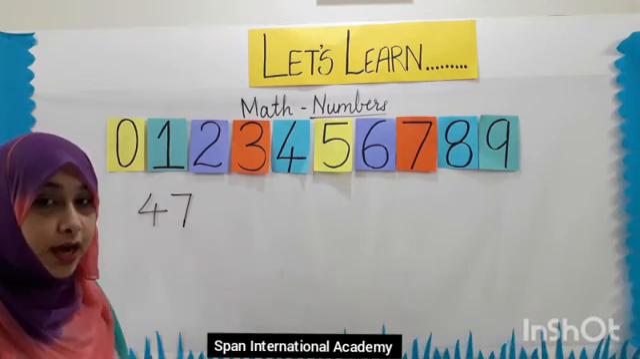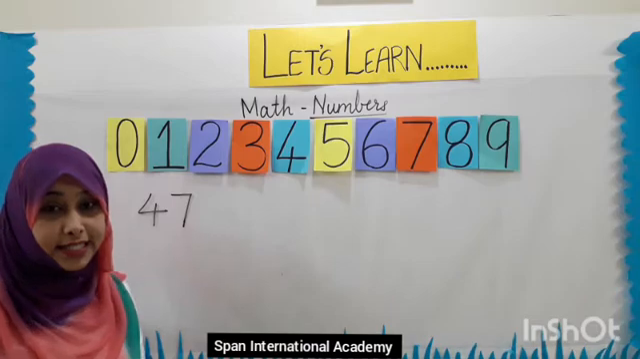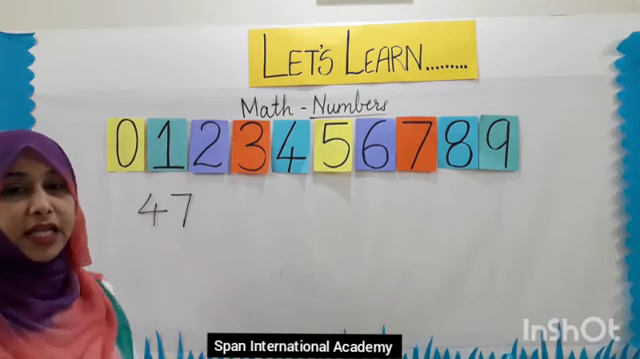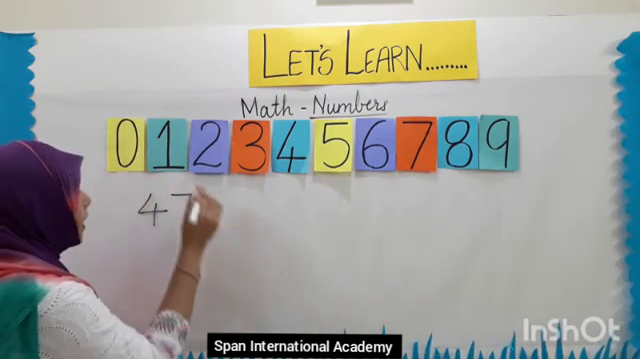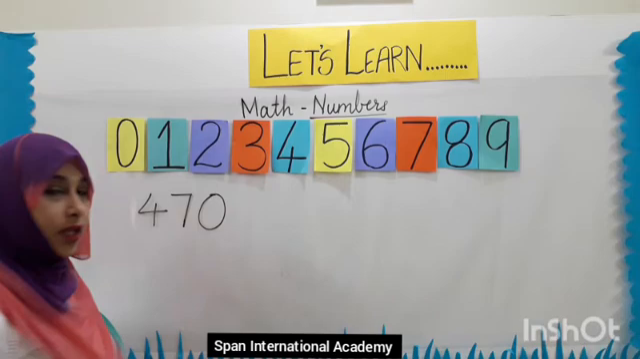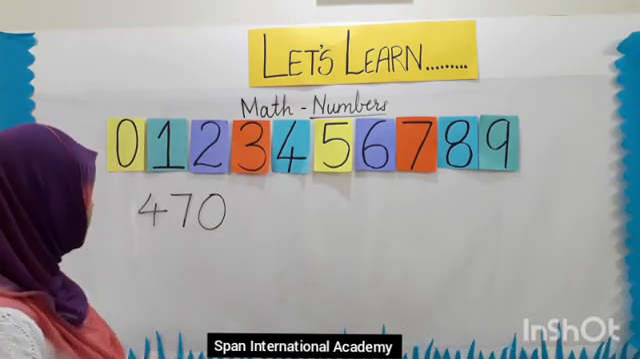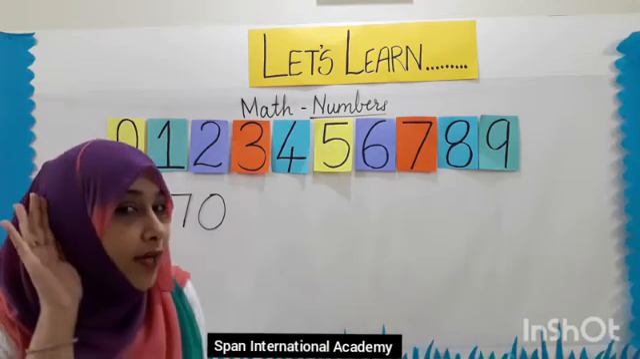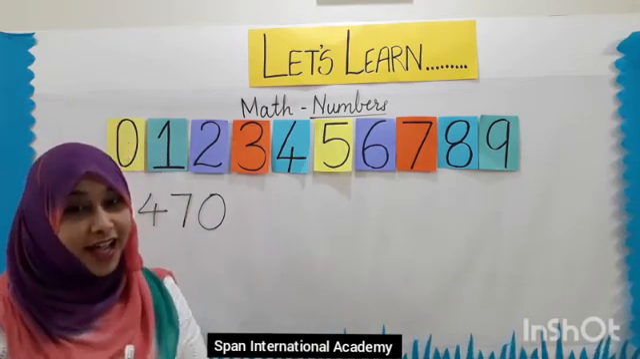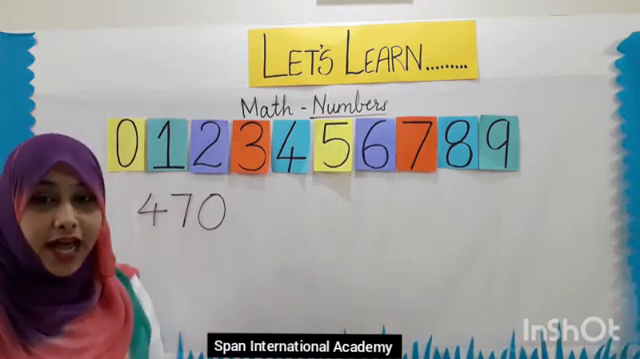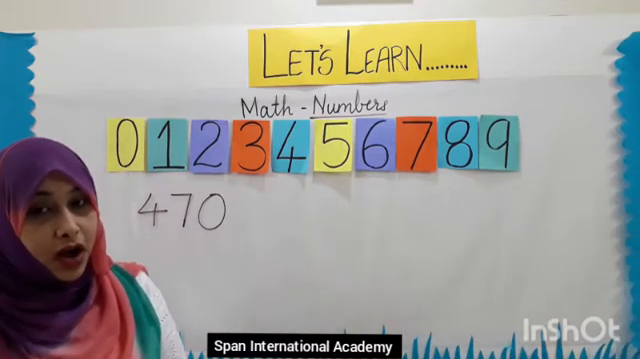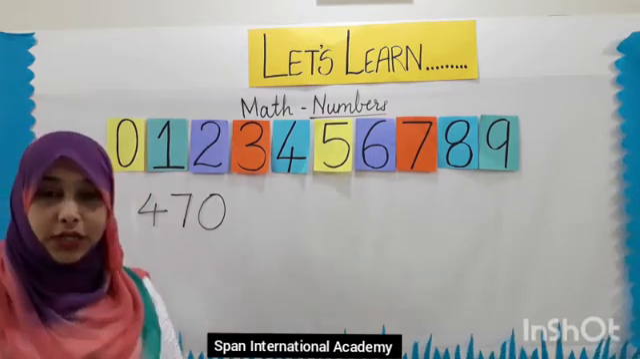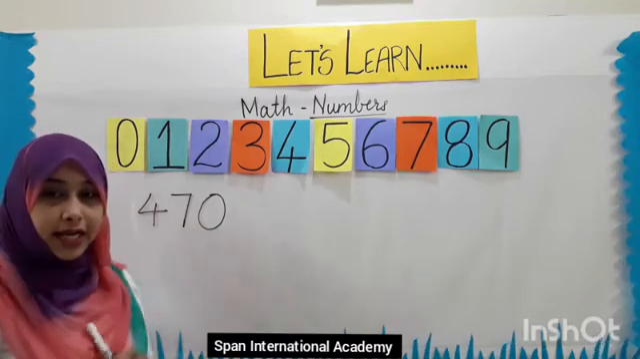Now to make this a 3-digit number, I need one more number, isn't it? So which number should I take now? Let's take 0. So I take 0 and I write here. Which number is it, grade 2? 470. Which 3-digit number is it? Yes, you are right. It is 470. So we got one 3-digit number. Okay, we've got this correct.